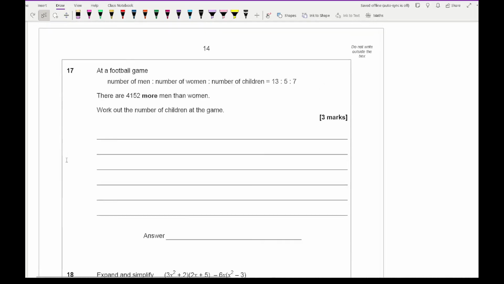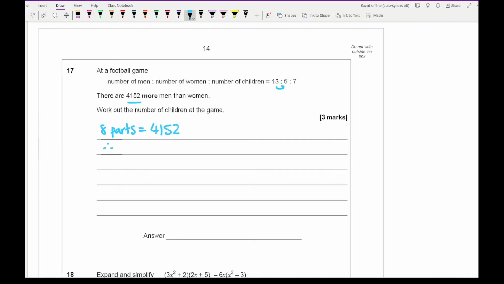Then looking at question 17, it says that at a football game, the number of men to the number of women to the number of children is in the ratio of 13 to 5 to 7. There are 4,152 more men than women. Work out the number of children in the game. So here we can see that the difference between the parts, which is 8, so 8 parts equals, and it's the difference which is here, so 4152.